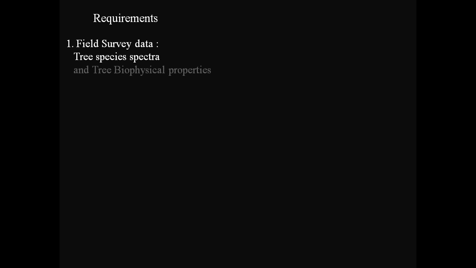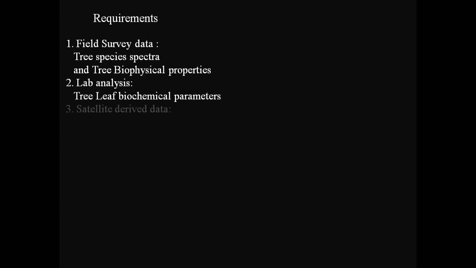Basically, what are the requirements? It requires field survey data. So we need tree species spectra and tree biophysical parameters. Then the leaves that are collected are subjected to lab analysis to get the biochemical parameters. And the spectra upscaled using this model are compared with the satellite-derived data to see how accurate the model is, showing a similar spectral pattern to that of the satellite data.